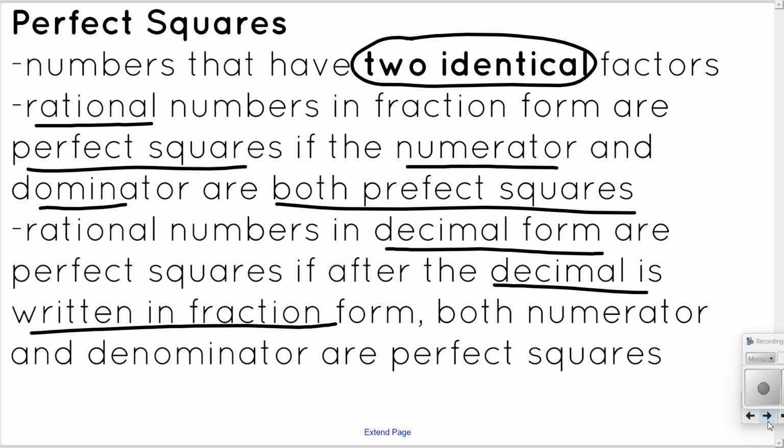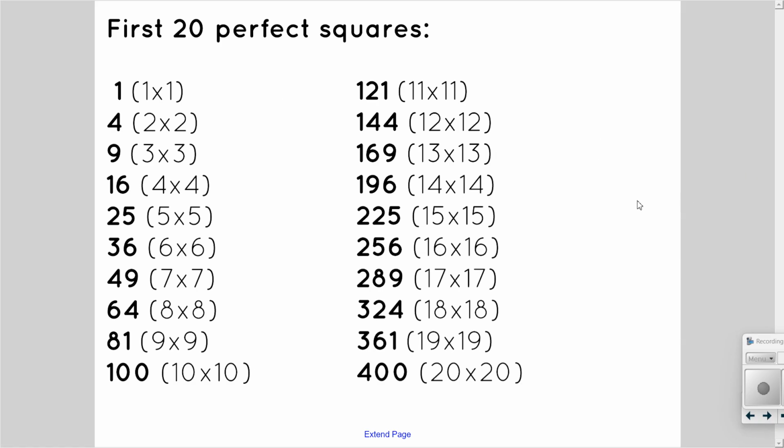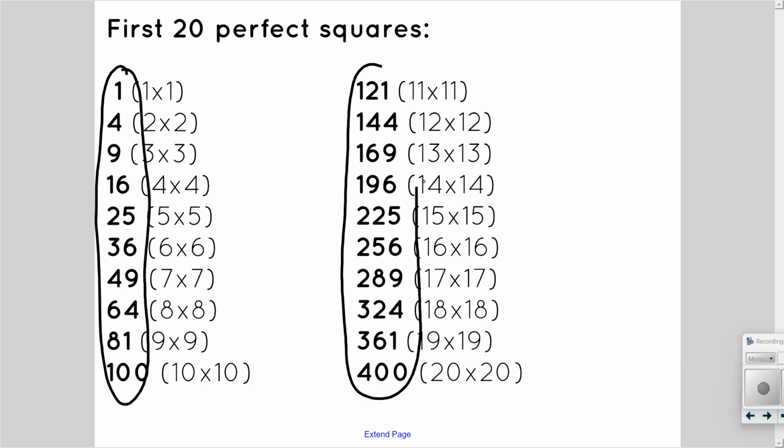I just want to let you see what the first couple perfect squares look like. If I were to list all of the perfect squares out, just the first 20, these are my first 20 perfect squares because these numbers are the main number on a diagonal that has identical factors. For example, 64 is a perfect square because it's 8 times 8. 289 is a perfect square because it's 17 times 17. So perfect squares, again, two identical factors.